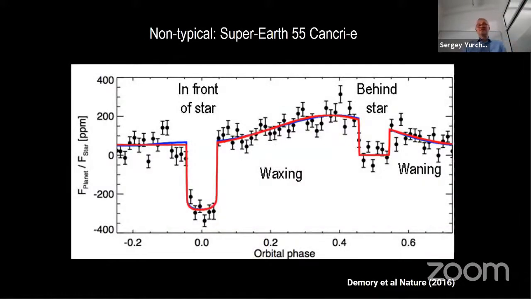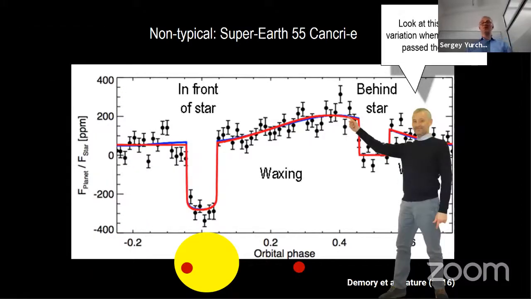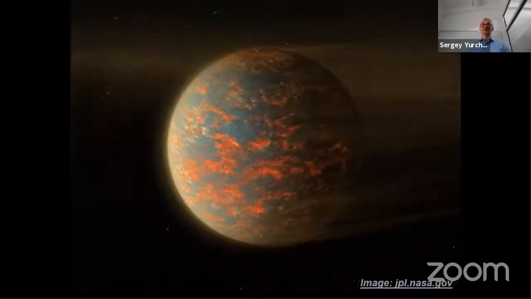So just look at this very strange transit curve. This part is when the planet is in front of the star, and everything after this is when it's not, and the one at the right hand side is when it's behind. And look at this strange variation of the brightness of the star when the planet passes in front of the star and afterwards. The explanation from the author of the study is that it's losing its atmosphere.